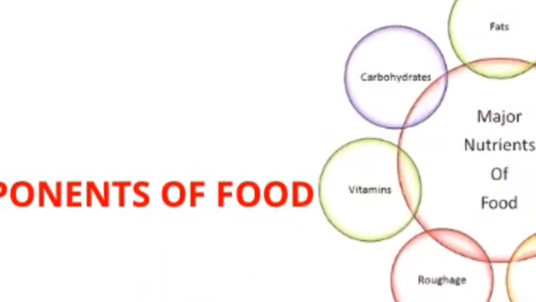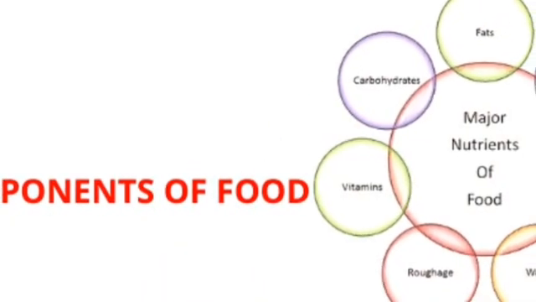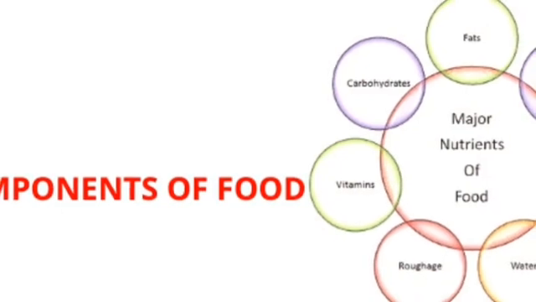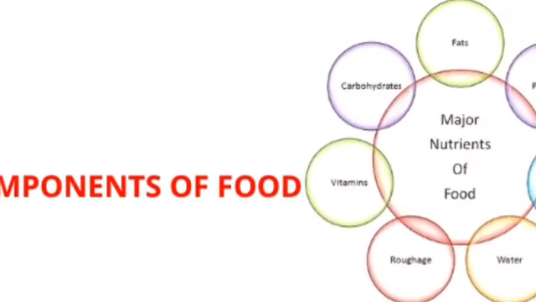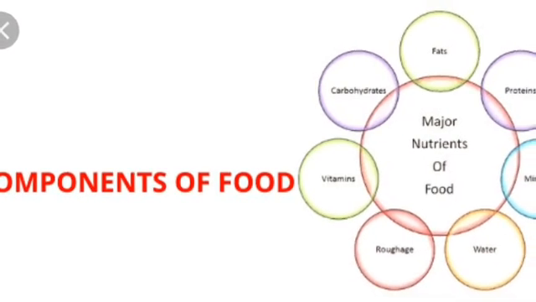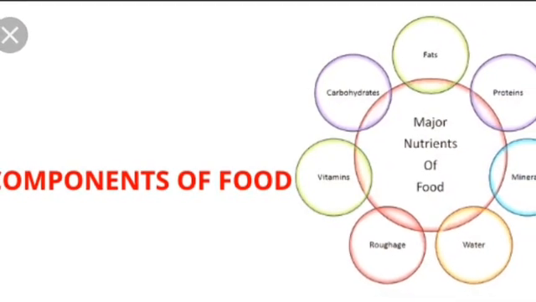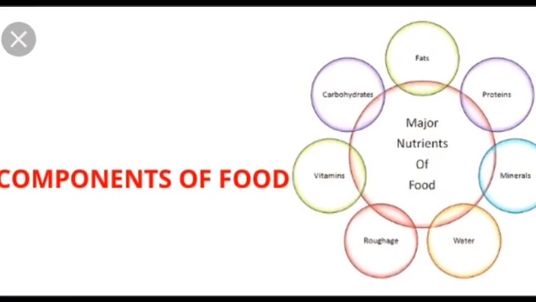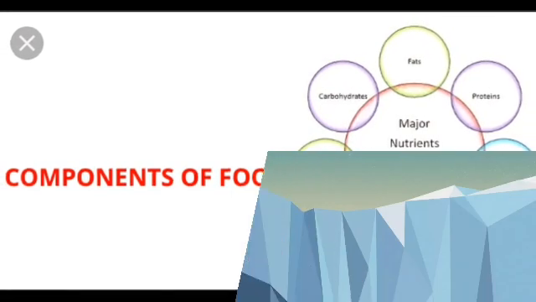Then on the next page you will write down components of food. As you can see in the picture, they have used circles to write all components of food, and you can use your creativity. You can write down in any way, like you can use petals of flowers to write down components, or in any other form.